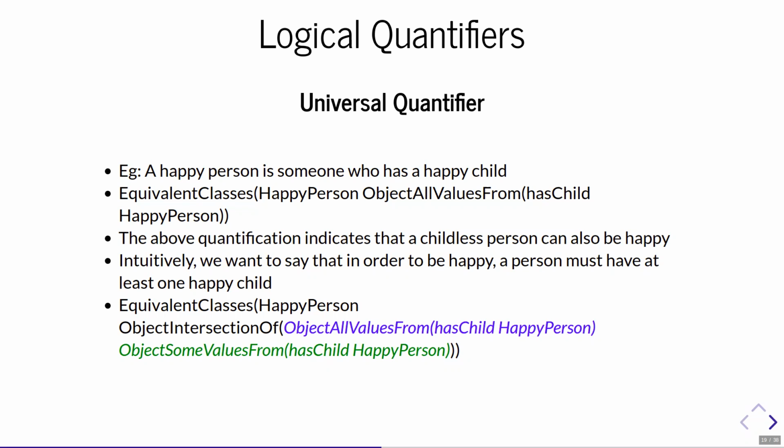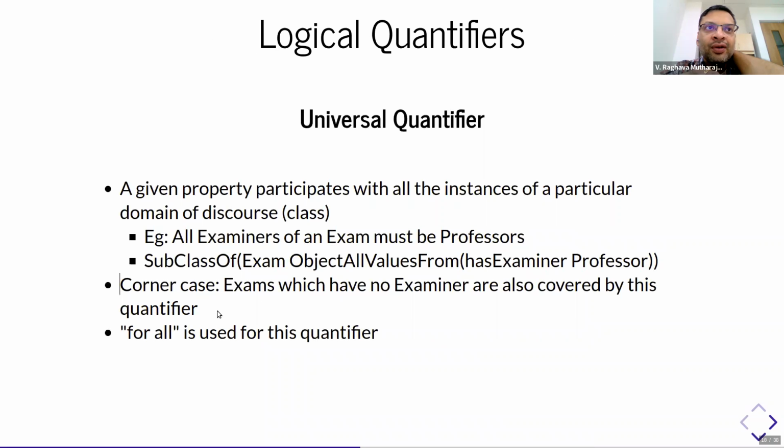Raghava, can you go back? This one, yeah. So here, has examiner will have exam and some individual. Yeah, that will be the pairs, has examiner. And our assumption is that it may not be necessary that it is a professor, that the person may not be a professor. Like for instance, some TA could be an examiner. So are you referring to this corner case?